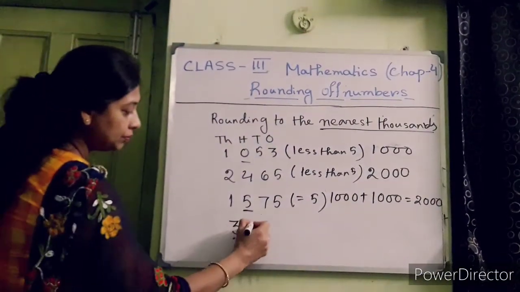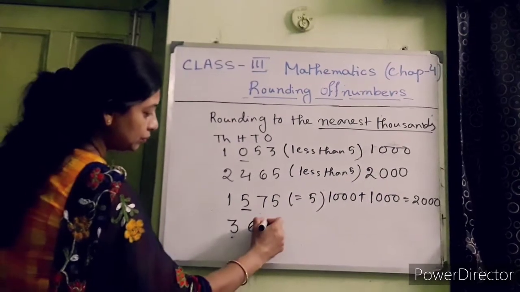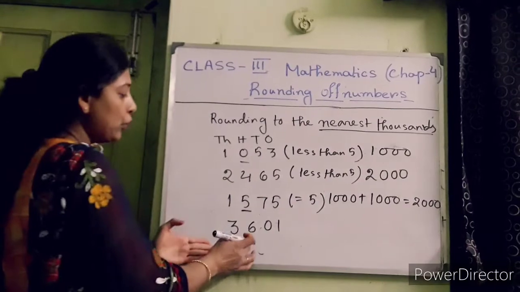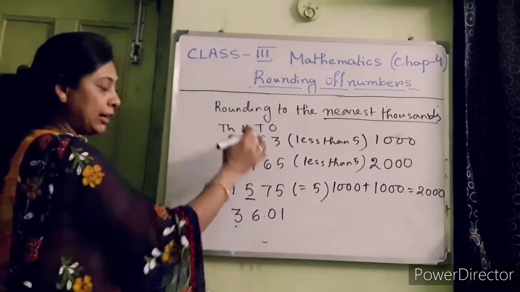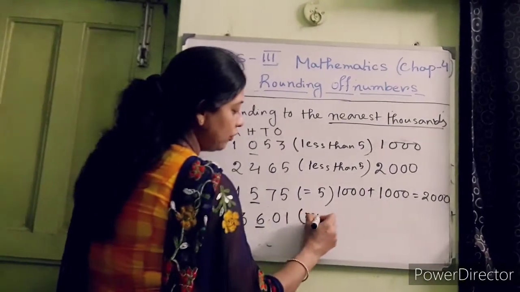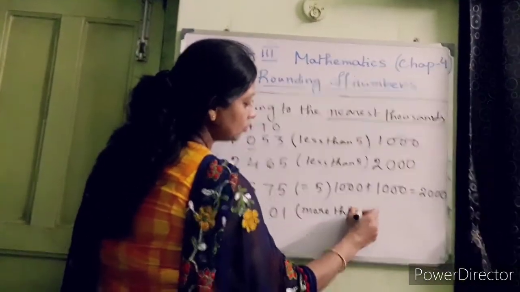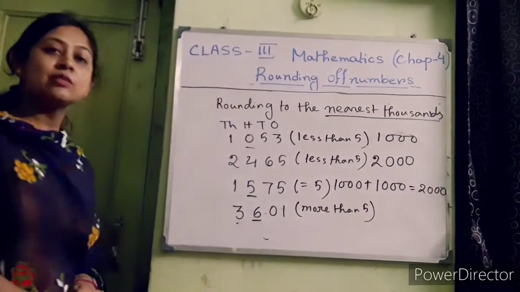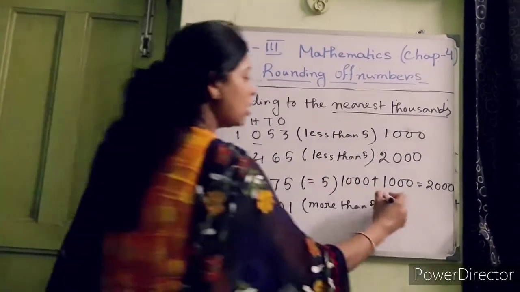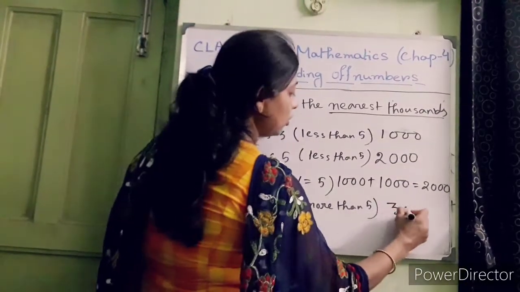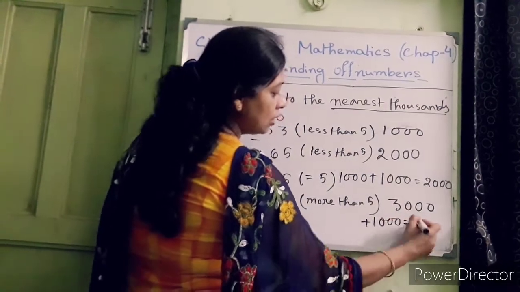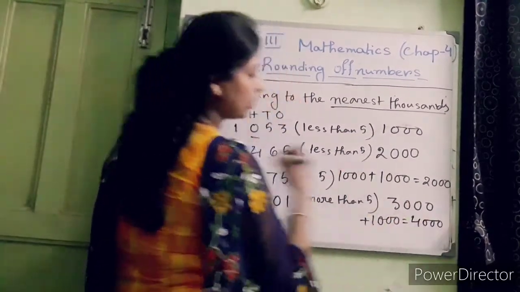Another number: 3601. So you have to observe which digit is present in the 100 place. Here 6 is present in the 100 place. So it is more than 5. When it is more than 5, first you have to put 0 in the 100, tens and 1 place. Here it is 3. After that you will add 1000. You will get your answer 4000.